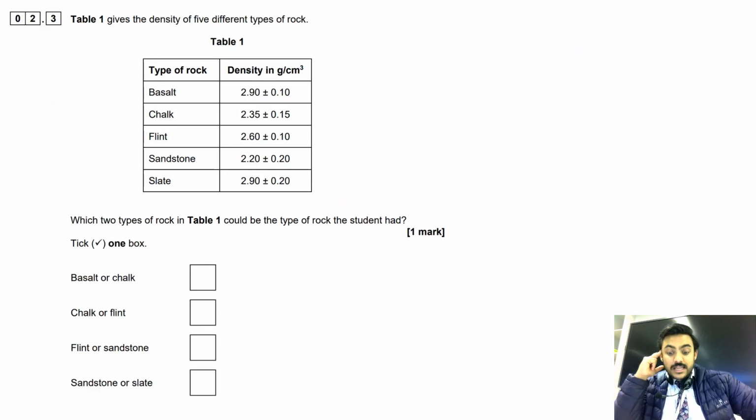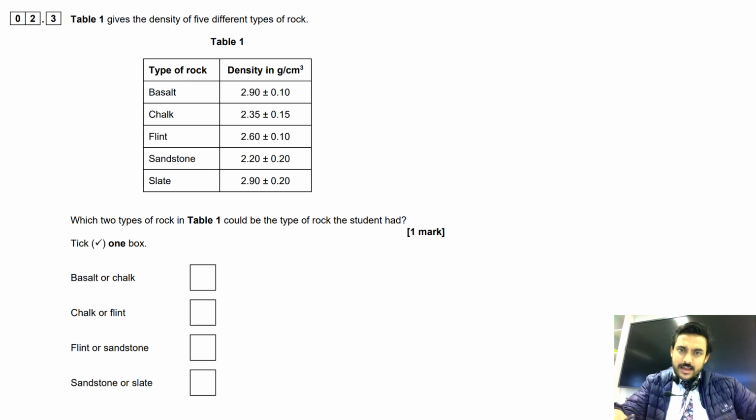And now the table gives the density of 5 different types of rock: basalt, chalk, flint, sandstone, and slate. And the densities are given with their uncertainties. So there is a range of results that their densities could be.